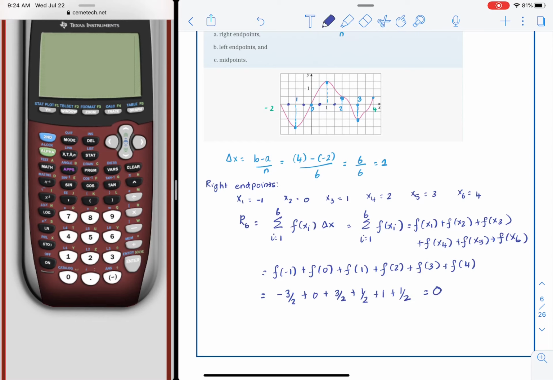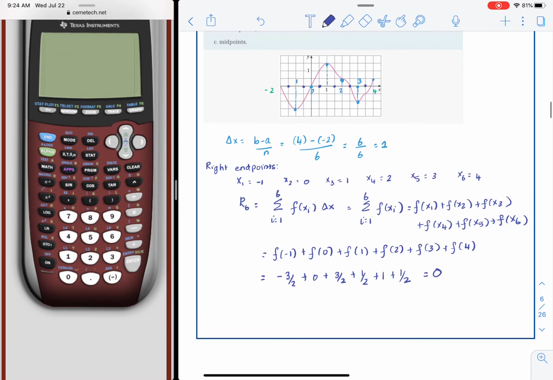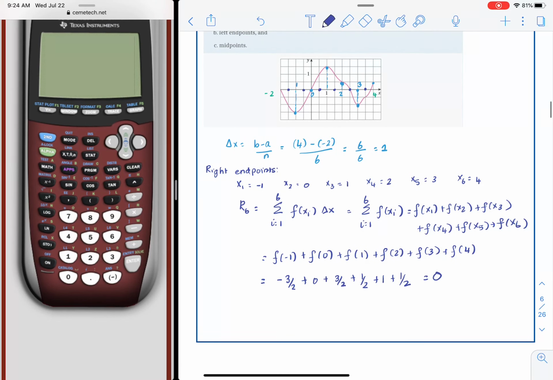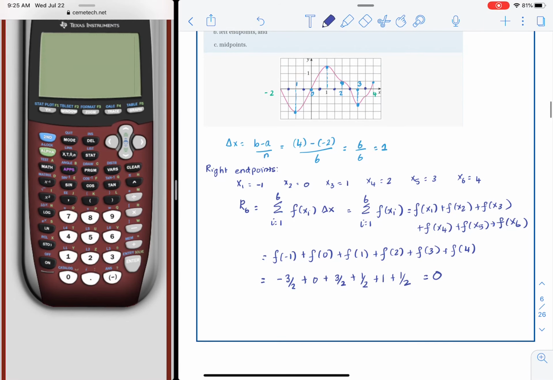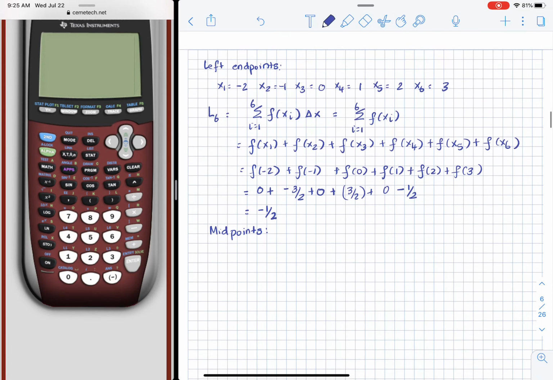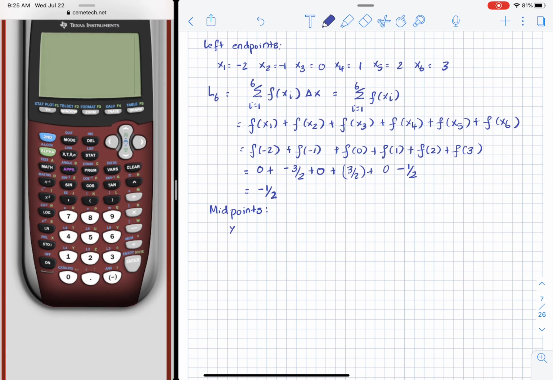Okay, and 2, 2.5 right over there, 3, 3.5 right over there. So in this case, we're simply evaluating at the midpoints. So here, delta x still is 1, because from one midpoint to another, delta x is simply 1. So what are the midpoints?